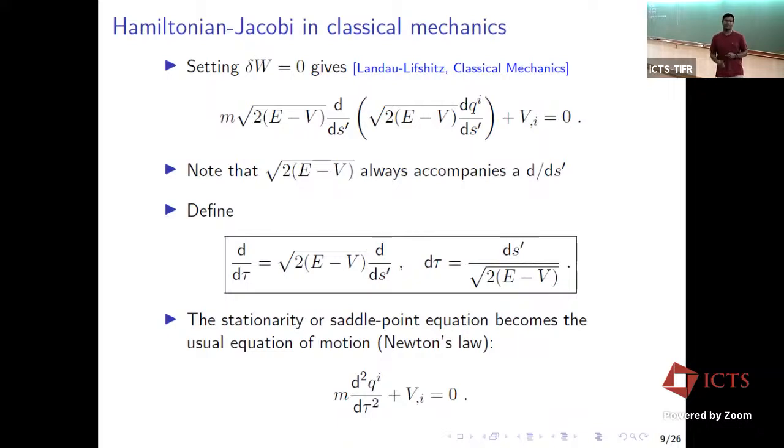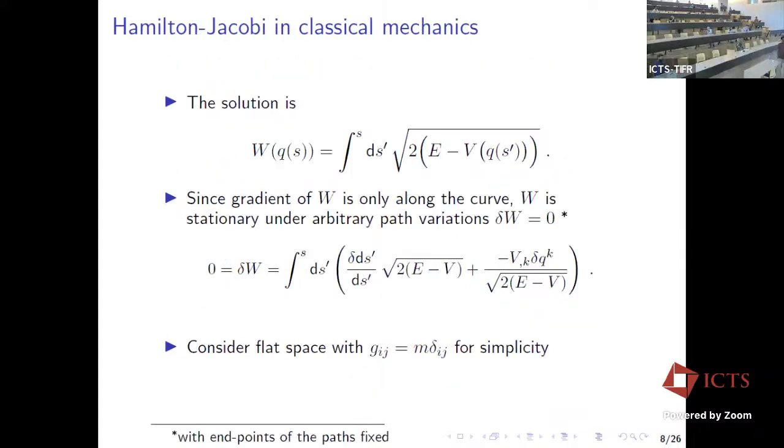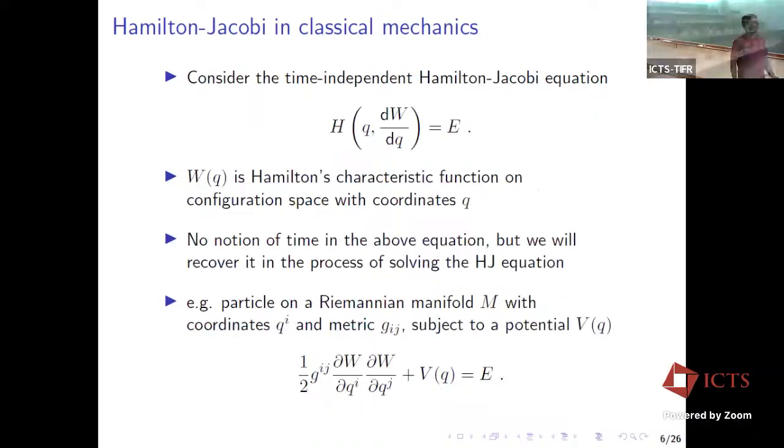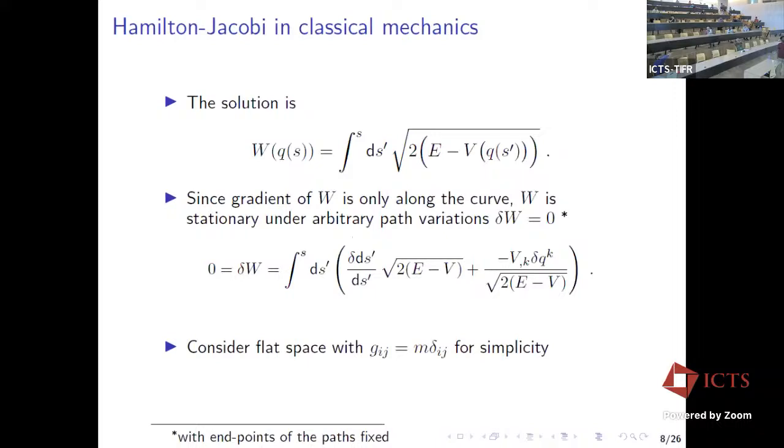I have a question. I didn't get the part about setting delta W to 0. Sorry, I'm not very familiar with this formalism. So you first have a differential equation for W that you solve, and you get some answer in the first line. Then what is happening with the variation?